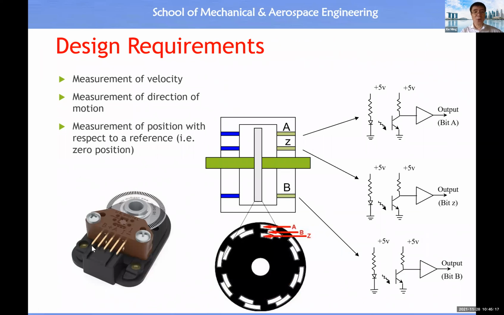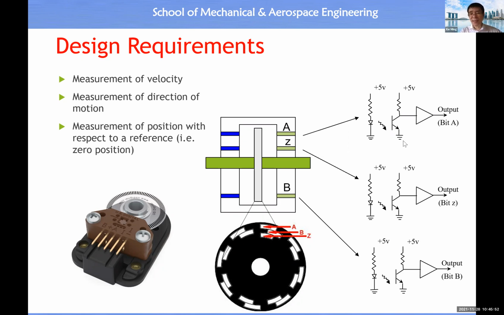All right, so this slide summarizes the design requirements. Basically on the disk, we must have 3 tracks: track A, track B, and track Z or I or R. This serves as a zero position tracker, for us to know whether we have reached this reference zero position or not. Reference means a zero position. All right. Then for each track, we have one pair of a light source and photocell or light detector.